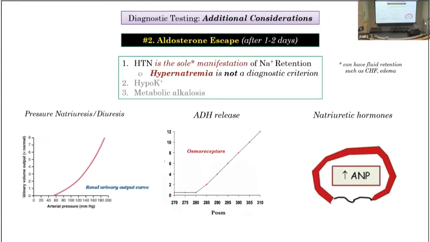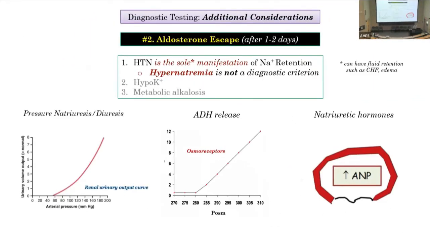All righty, so what are the additional derivatives they do? So this aldosterone escape, how does our sodium not keep going up and up and up?